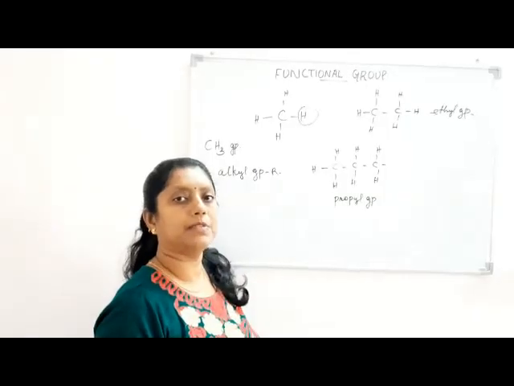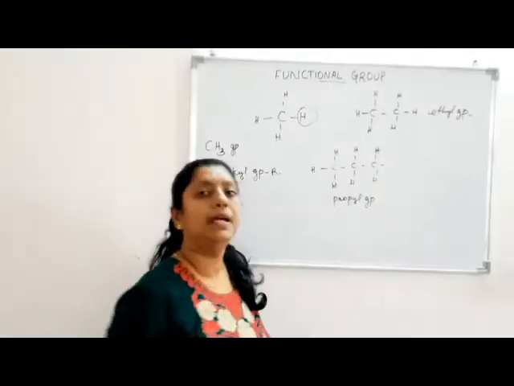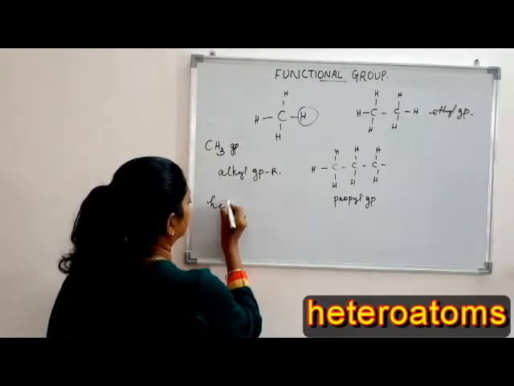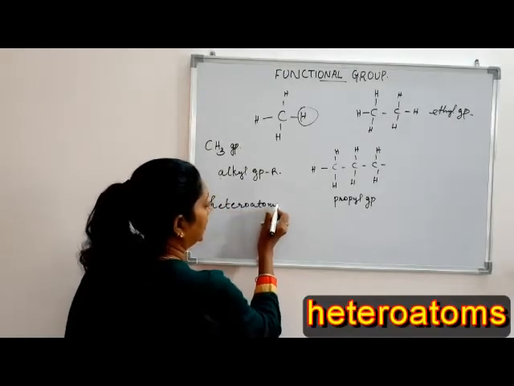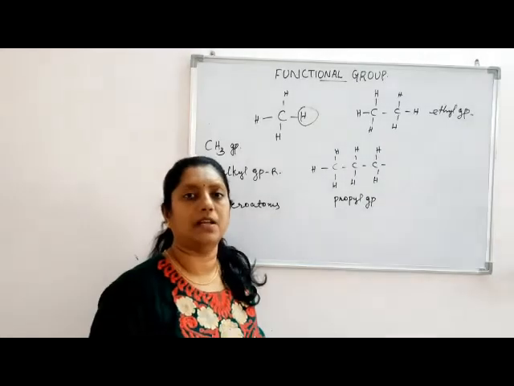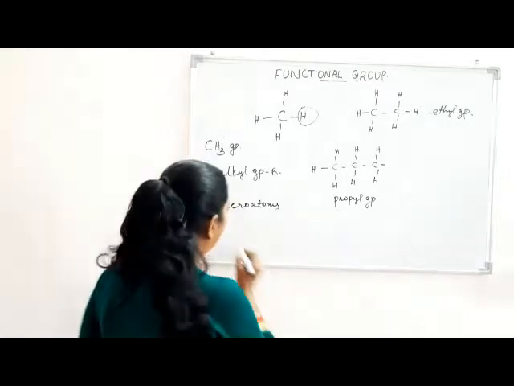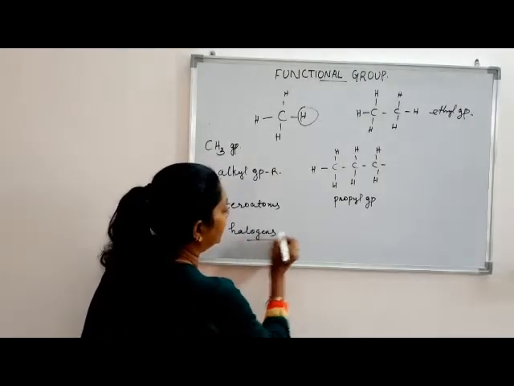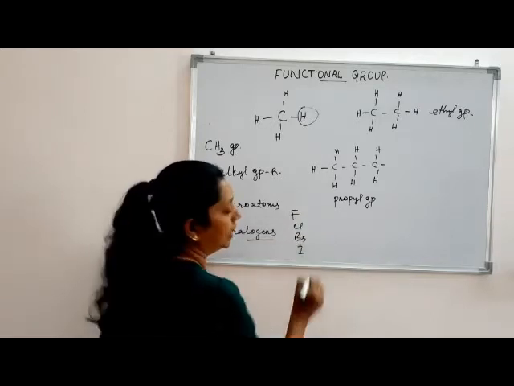There are atoms of some elements that can replace a hydrogen atom from a hydrocarbon chain. Such atoms are called heteroatoms. Atoms like nitrogen, oxygen, sulfur, halogens, etc. act as heteroatoms. Halogens. Do you know what halogens are? Fluorine, chlorine, bromine, and iodine are called halogens.